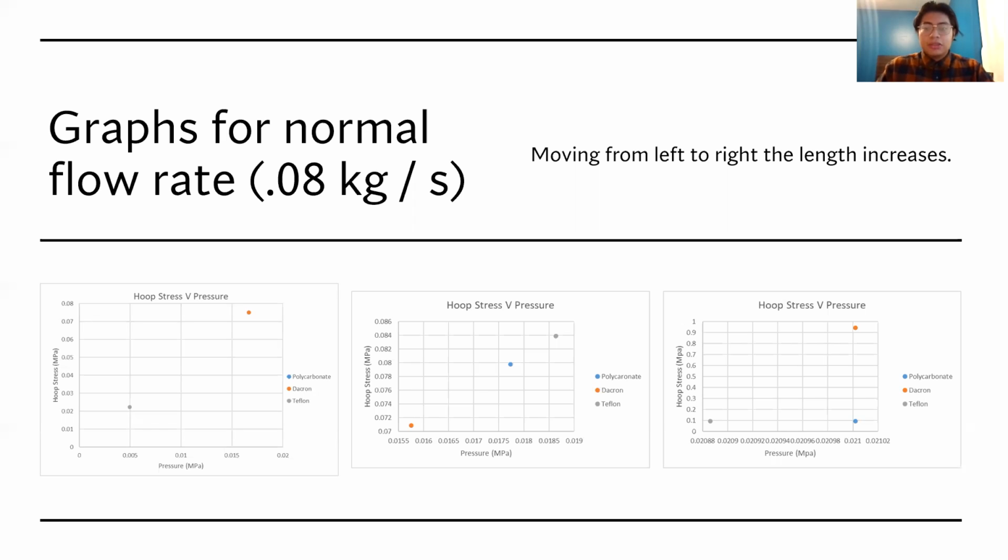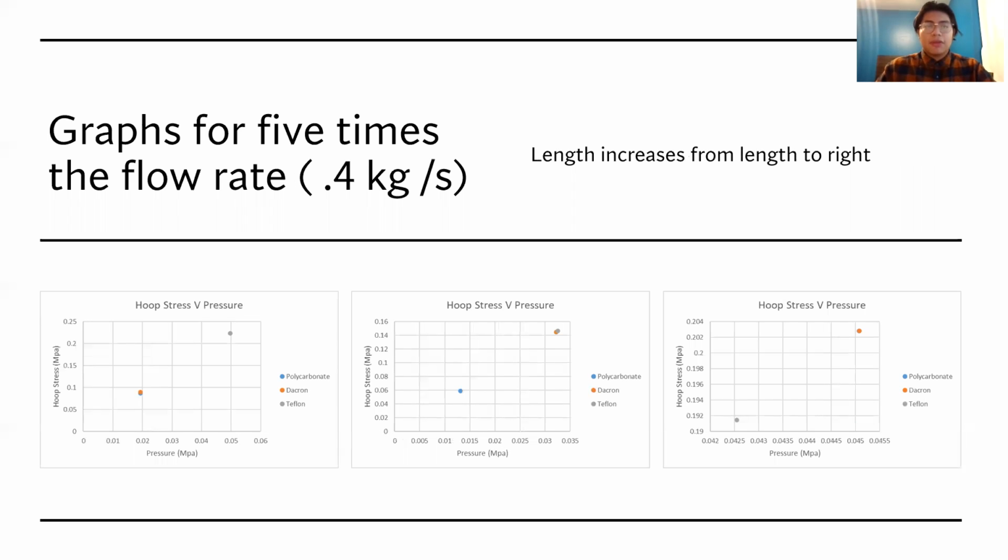So at 10 millimeters, you see Teflon experience a high pressure and a high hoop stress, whereas Dacron experiences a low hoop stress and pressure. At the 100 millimeters, you can see that Dacron then experiences a really high pressure and really high hoop stress, whereas Teflon remains on the low side.